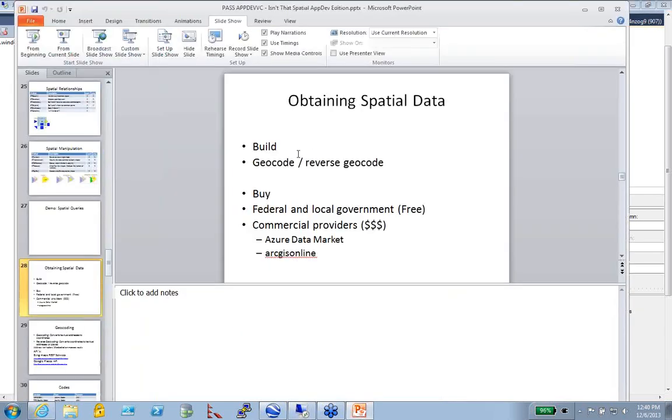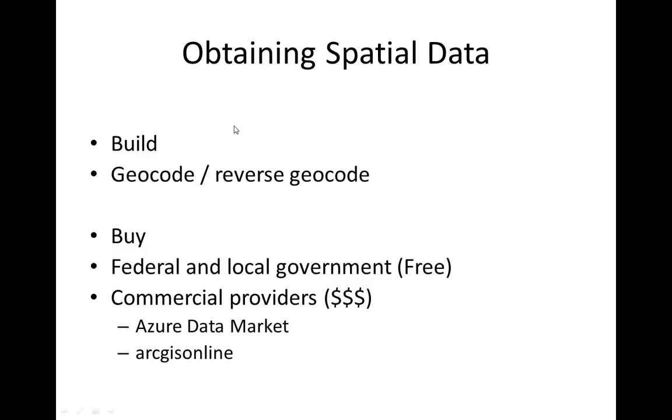But anyway, getting back to obtaining the spatial data, obviously you're not going to sit there and arbitrarily make up WKT, right? So you're going to either build the data, potentially by using geocoding, which is the process of taking a textual address, such as 1234 Oak Street, and turning it into a latitude and longitude.